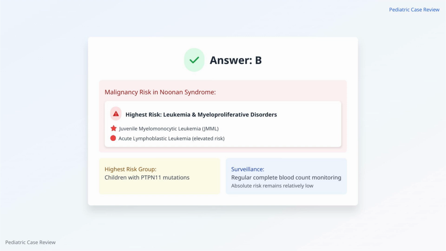Children with Noonan syndrome have increased risk of leukemia and myeloproliferative disorders, particularly juvenile myelomonocytic leukemia. Acute lymphoblastic leukemia risk is also elevated. Children with certain PTPN11 mutations face the highest risk. Regular complete blood count monitoring is recommended. However, absolute risk remains relatively low and routine surveillance is generally sufficient.